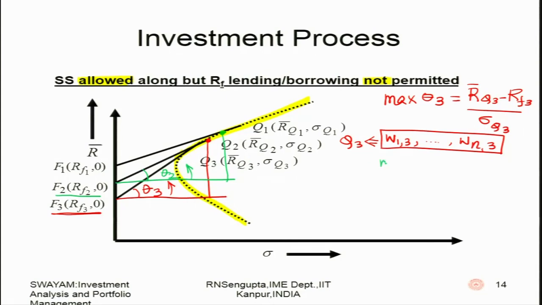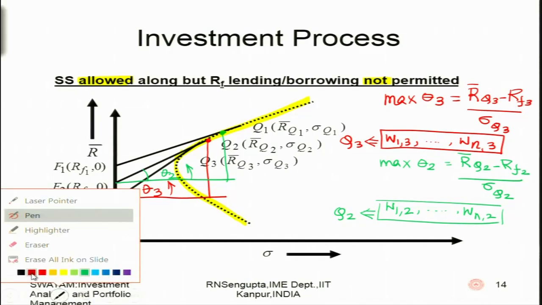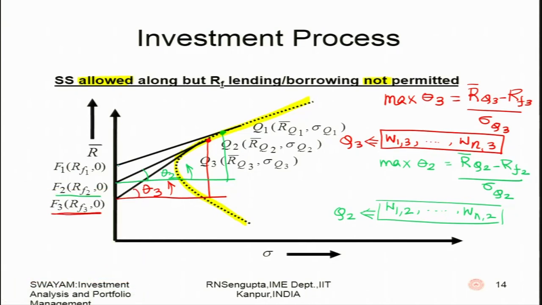So now I will have again a maximization problem. Theta 2 is equal to R bar Q2 minus RF2 divided by sigma Q2. Solve it again, similar method, W1 dash, W1, and so on and so forth. These are now W1,2, because they are based on the fact that I am using RF2 to find it out. RF2 is the risk-free lending borrowing. So this will give me all the combinations of the weights, and based on that I can find out R bar Q2, sigma Q2.